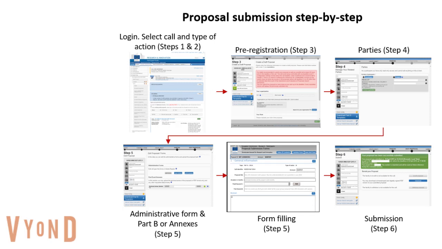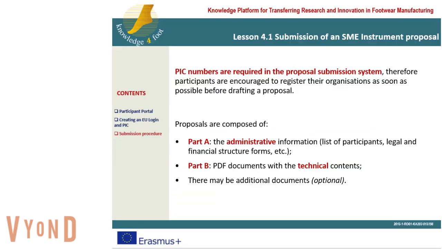Proposal submission step-by-step. Login. Select call and type of action, steps 1 and 2. Pre-registration, step 3. Management of parties to the project, step 4. Filling of administrative forms and Part B or annexes, step 5. Submission, step 6. PIC numbers are required in the proposal submission system, therefore participants are encouraged to register their organizations as soon as possible before drafting a proposal.